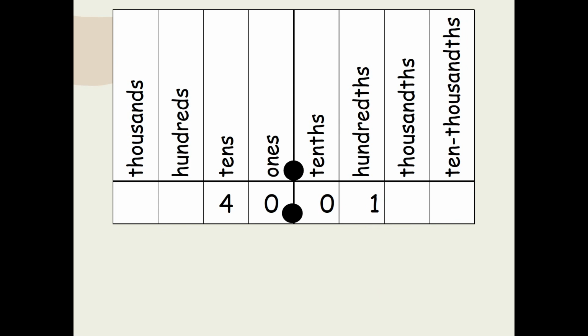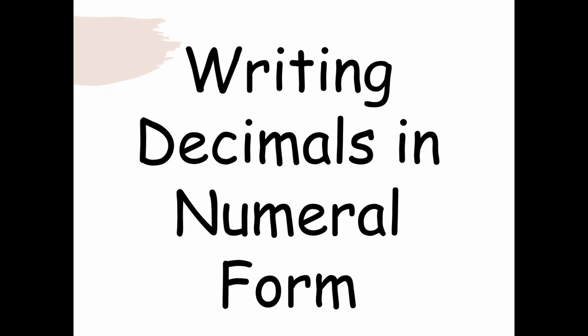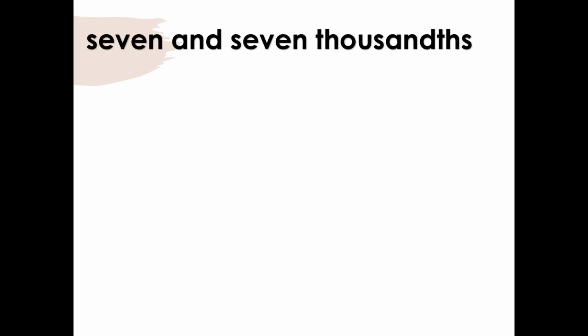What about this? 40 and 100... 40 and 100. Very good. Is this okay now? Now, let's reverse it. I'll give you the words and you write the numeral form. This one: 7 and 7 thousandths.